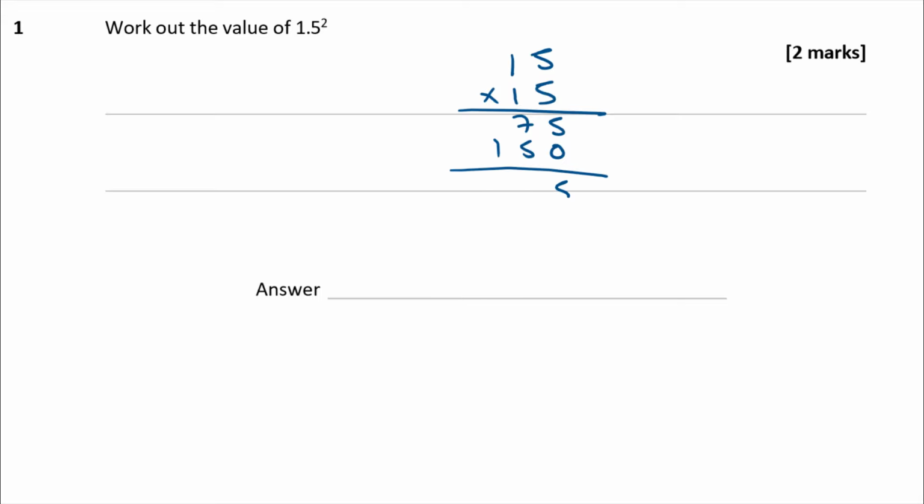So adding it up, I'm going to get a 5, a 2 and a 2, aren't I? Now if I've got 1.5 times 1.5, then I've got 2 digits appearing after the decimal point. So I'm going to have 2 digits appearing after the decimal point in my answer. It's going to be 2.25.